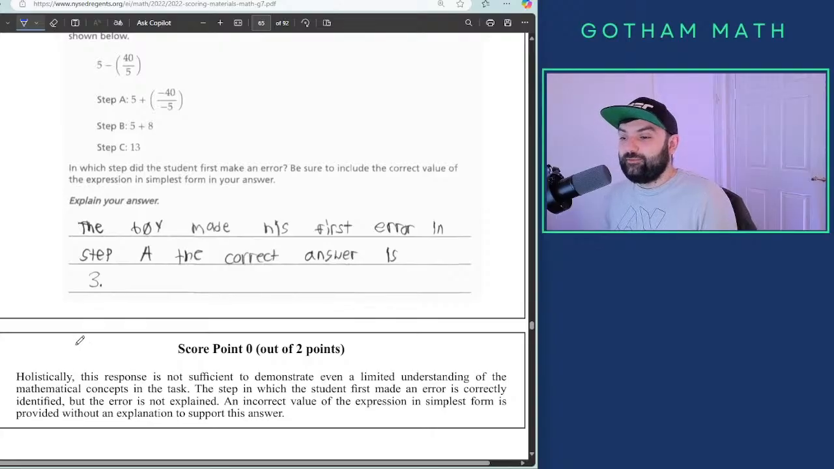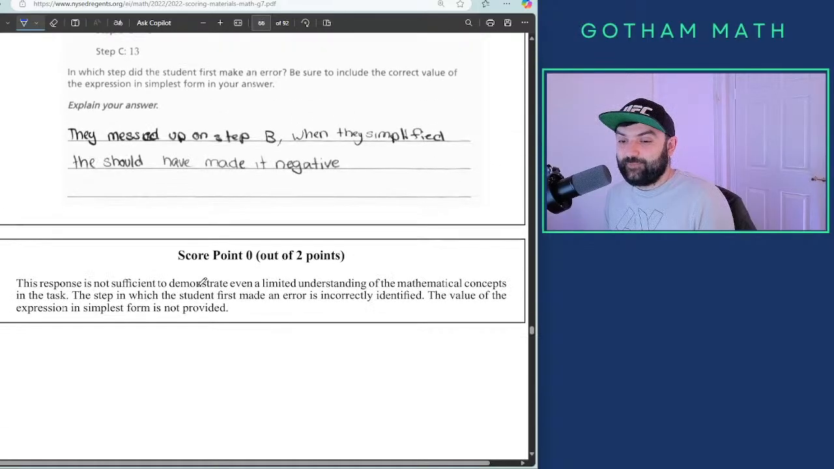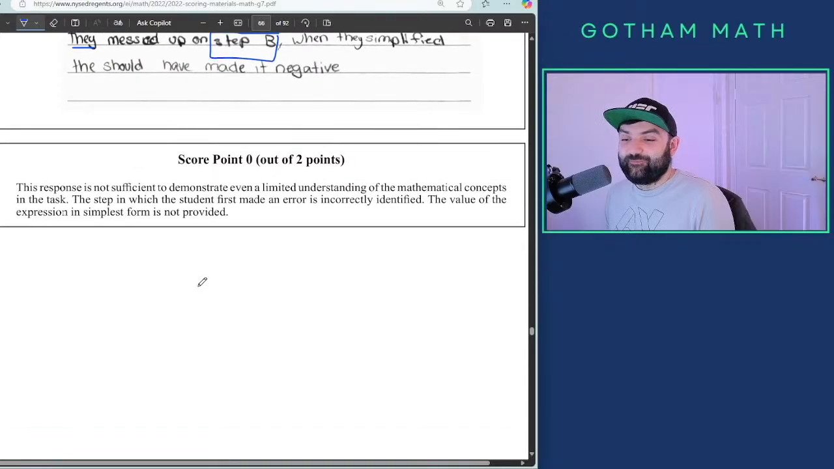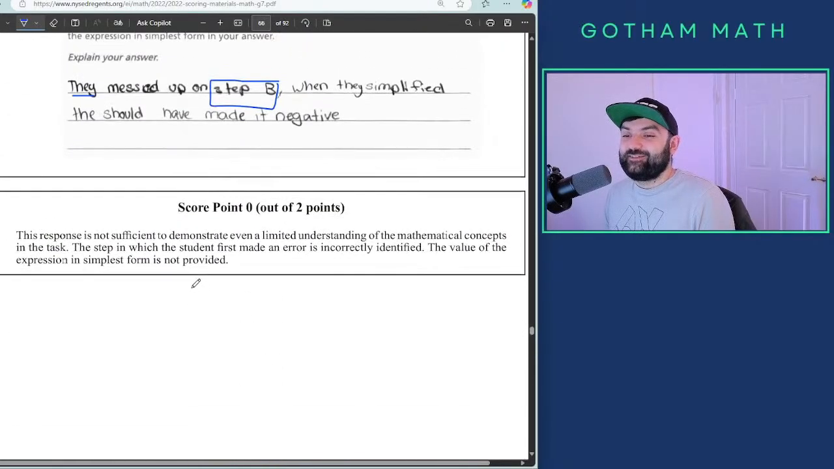The boy made his first error in step A. The correct answer is -3. They. Who's they? A student. They messed up on step B. I mean, when they simplified, they should have made it negative, but not in step B. I guess they did, honestly. All right, so this is it.